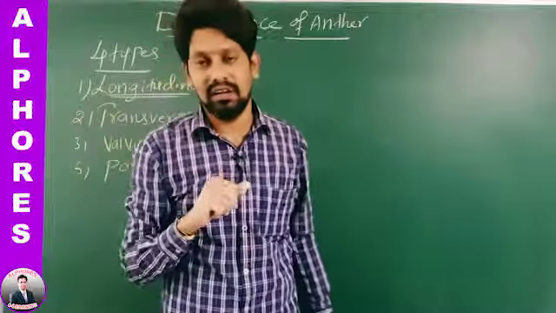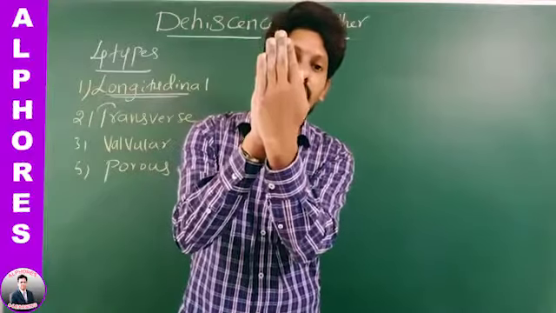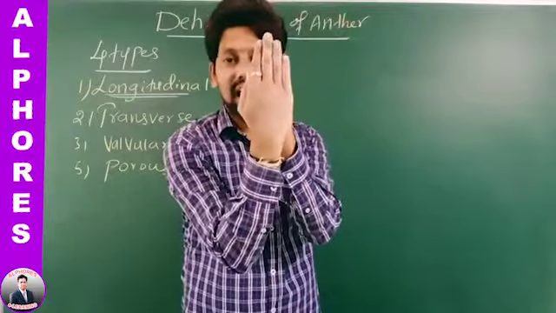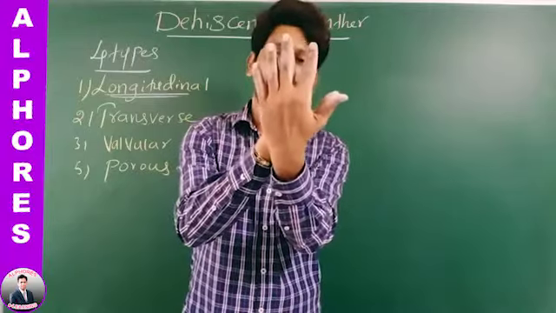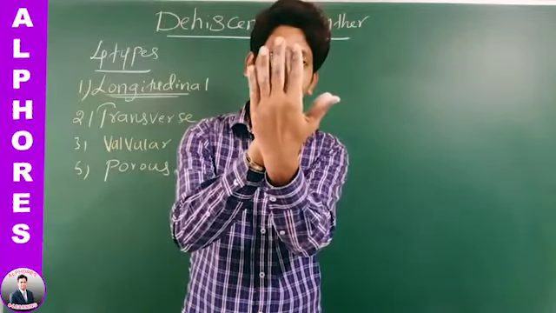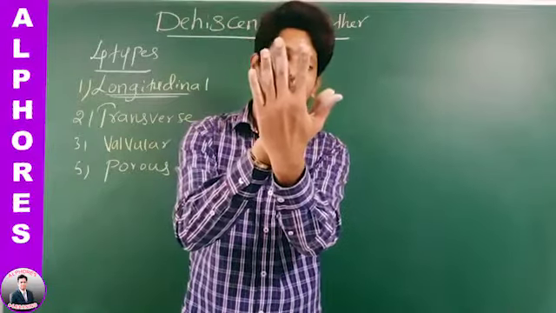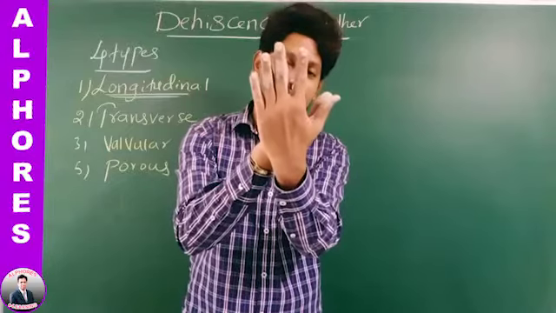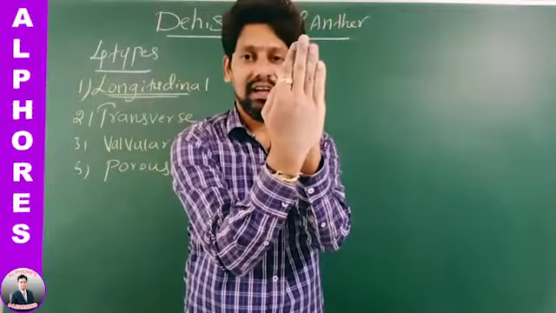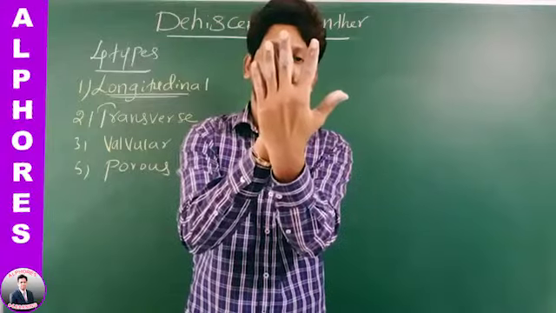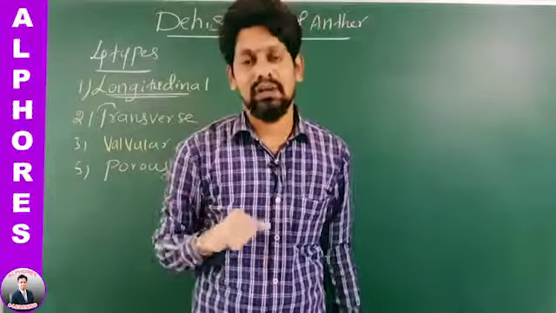Now go for the third one, valvular dehiscence. This is an anther, sir. Now you can see the anther wall. On the anther wall, valves are formed. I think you can see these valves. This is a valve, an opening. Through these valves, the pollen grains come out. This is valvular dehiscence.